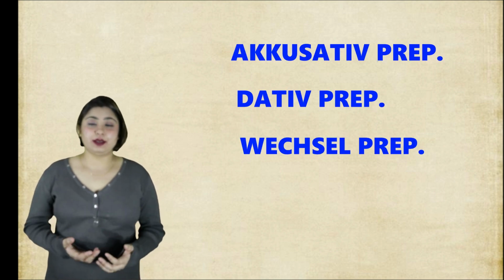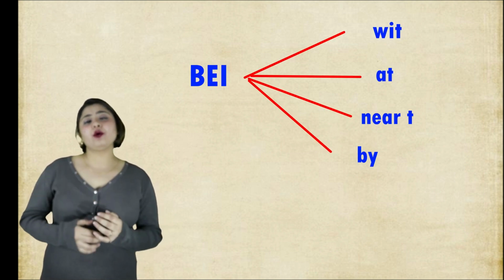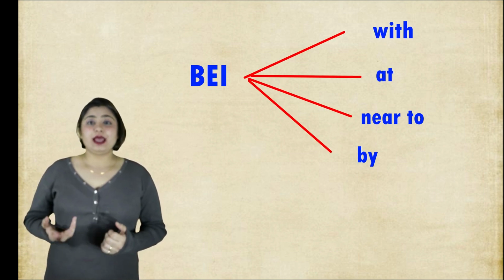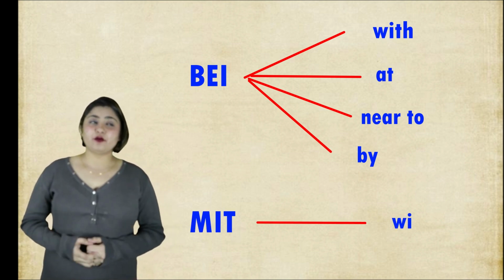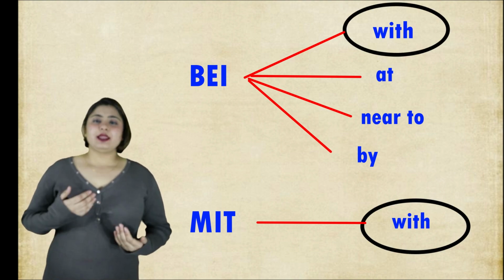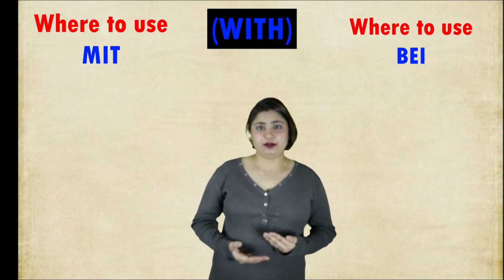In my earlier videos, I have already explained the topic prepositions, what they are, how to use them, and we have also learned how to actually learn accusative prepositions, dative prepositions, and Wechsel prepositions with a trick. We already saw that each and every preposition has more than one meaning, and that's true. And now there are also some prepositions that have the same meaning. For example, bei and mit. Now the biggest question is where to use mit for with and where to use bei for with.